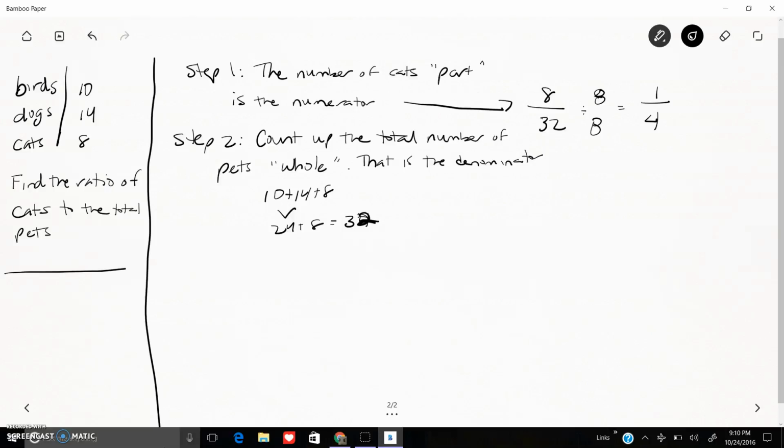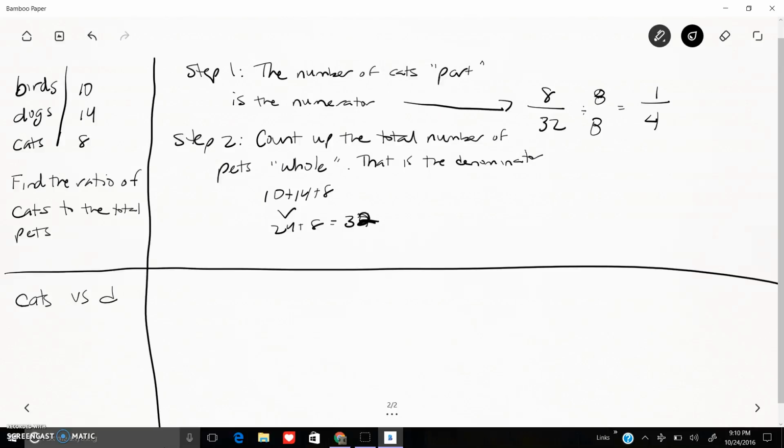Now let's say I wanted to compare two numbers. So cats versus dogs. So I want to know the ratio of cats and dogs. So my cats is 8, my dogs are 14. Okay, so I have 8 over 14, so comparing the two, I can divide by 2 to each of these. So I have 4/7, okay? So basically for every 4 cats, there will be 7 dogs. And I can do that to any of those numbers.